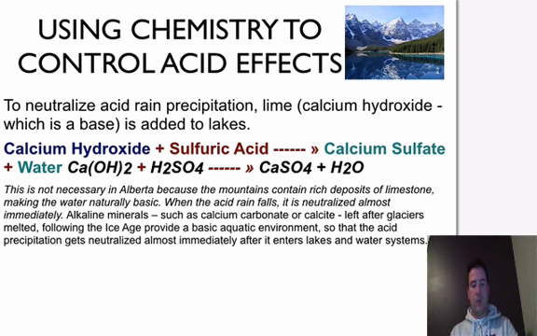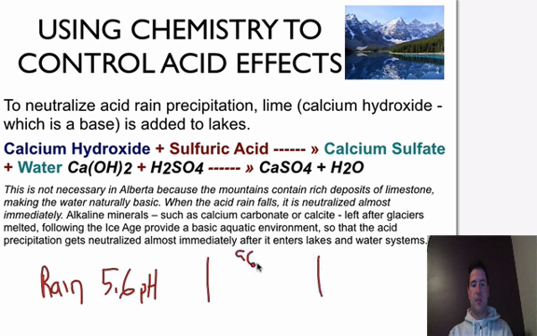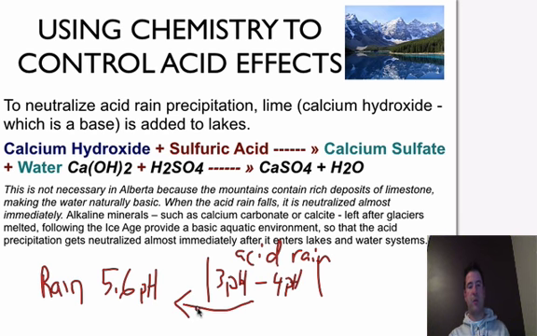So we know that rain has an acidity, a pH of approximately 5.6 on average. And so what's happening when we see this acid rain is this precipitation that falls is going to be between a pH of 3 and 4, which is more acidic than 5.6. Remember, the lower the number, the more acidic the substance or the solution.